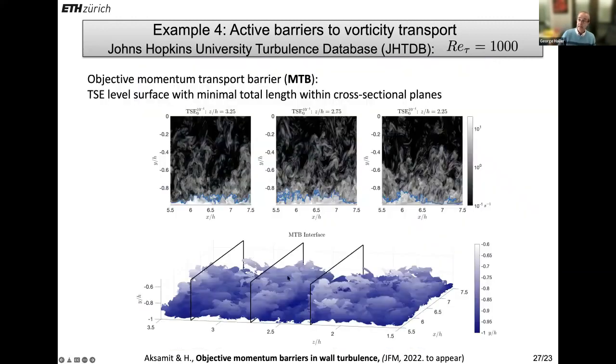And when you apply these ideas, you can also come up with a new definition, which is objective barriers of uniform momentum zones, which basically Nick constructed here. This is an objective way of identifying the topologically simplest barrier to momentum transport in a turbulent data set. That's in this paper that's now coming out in JFM, but also go and find it on arXiv. Sorry, I suppose I've been talking too much, but thanks a lot for your attention.